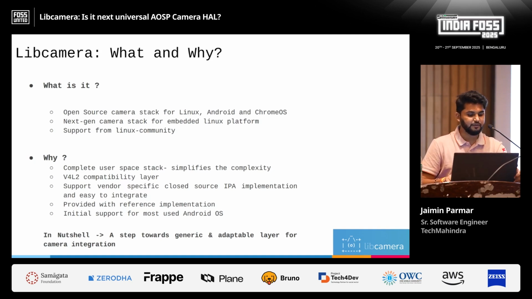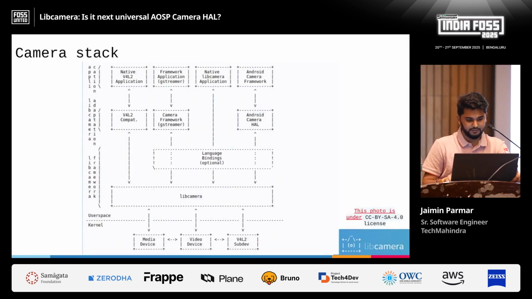It also has reference implementations for the Raspberry Pi, Intel IPU3 and Rockchip. And it gives us an Android OS wrapper HAL, so you can directly integrate it with Android once your pipeline is up. So Libcamera is nothing but an adaptable layer for camera integration.